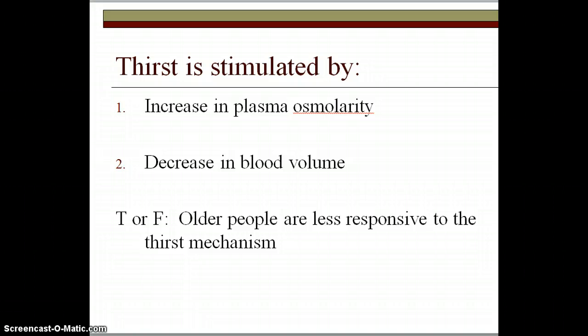Many of our older people are less responsive to the thirst mechanism, and if you work in long-term care, you know that many of your older people have to be encouraged to drink. They just don't feel thirsty, they get dehydrated, and then we see the trickle-down effect of urinary tract infections, confusion, orthostatic hypotension as a result of hypovolemia for them.